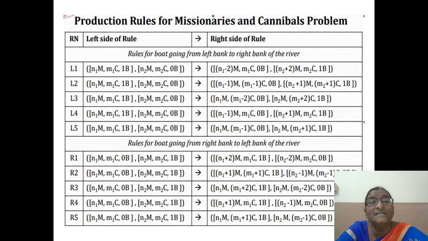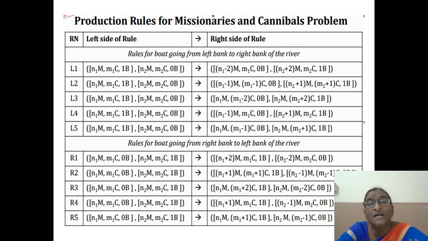And the other thing, L2, is one missionary, one cannibal. So on the left side, it becomes N1 minus 1 and cannibal M1 minus 1, and it is increased on the right side, as you can see for L2. Just observe the last part of the right side of L2, that is N2 is increased by 1 and M2 is increased by 1, and N1 and M1 are reduced by 1. And as both have moved from the left bank to the right bank, the boat count becomes 1 there.